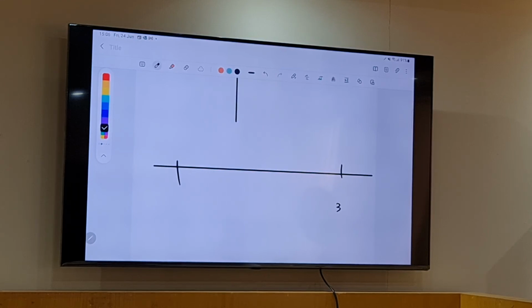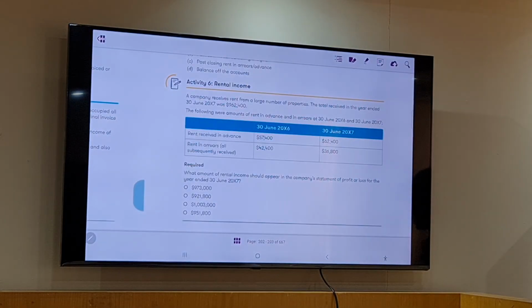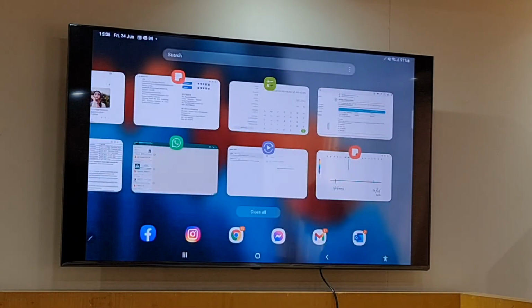Year end is 30 June 2017. Beginning is when? 1 July 2016. Any cash you receive during this period, we simply have to pass one double entry that I receive cash. So debit cash and credit this account. How much cash did we receive? 962,400.